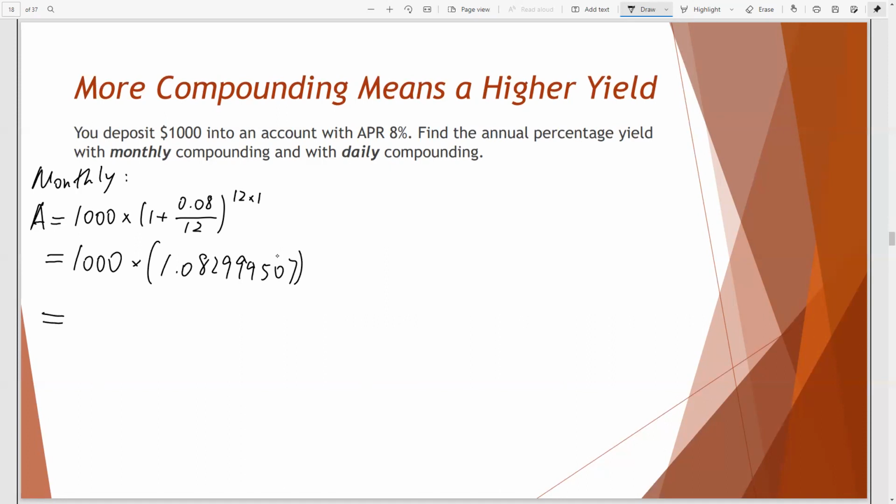Right, so multiply by 1,000, that's 1082.999507, which in money is what? $1,082.99, right? We round it, and that goes to $1,083.00.